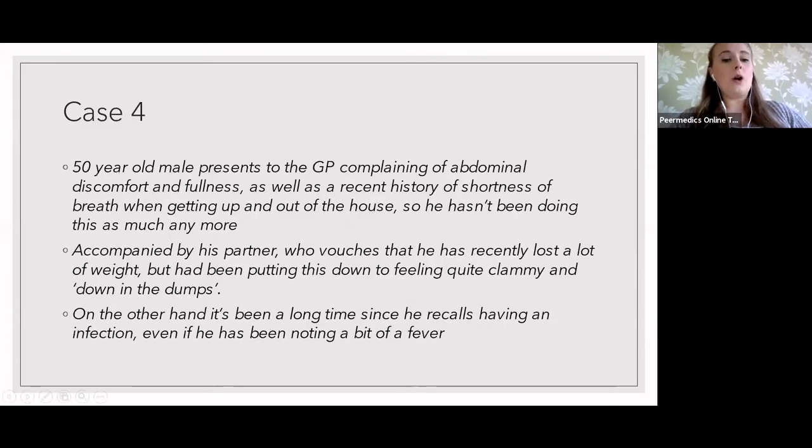So case 4: we've got a 50-year-old male who presents to the GP with abdominal discomfort and fullness, and a recent history of shortness of breath when he's standing up and getting around the house. So he hasn't really been doing much of this anymore.